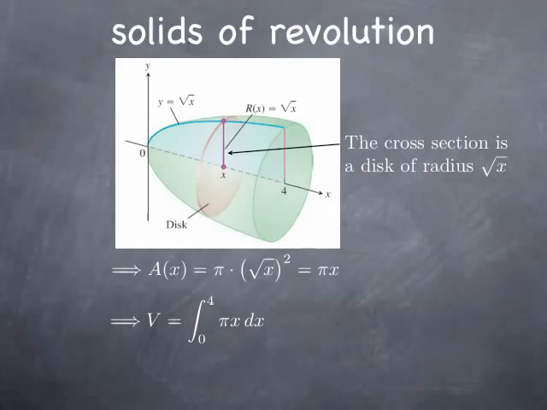So we simply integrate pi x between 0 and 4. An antiderivative of x is x squared over 2. Pi is a multiplicative constant, I can pull it out. And when I evaluate x squared over 2 between 0 and 4, I get 8. And therefore, the volume is 8 pi. So as you can see, this is quite a bit easier than the exercise that we have seen on the wedge cutout of a cylinder.